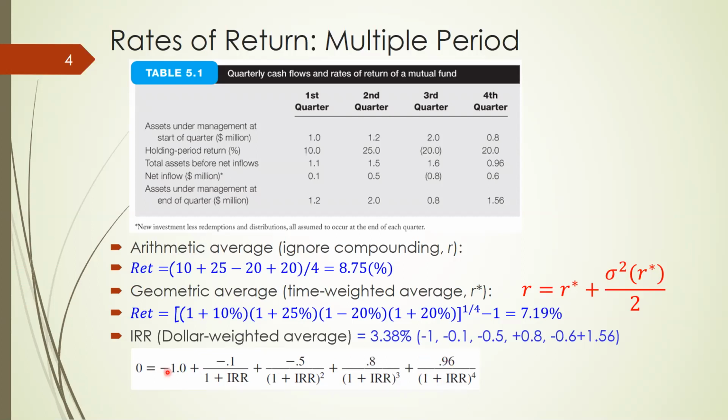This calculation generates 3.38%, which is lower than the geometric average because investors do not buy and hold in this case. Instead, they trade in and out, which causes the return to deteriorate relative to the buy and hold strategy.